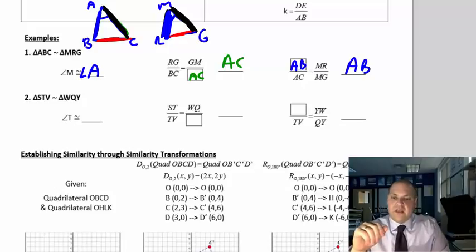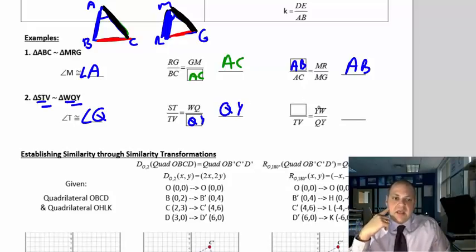All right. Angle T matches without even a diagram. T would match Q. I got to put angle Q. Angle Q. Because it's the middle letter. Simple. ST is to TV as WQ is to QY. See how it's got to be the exact same? So this will be QY.